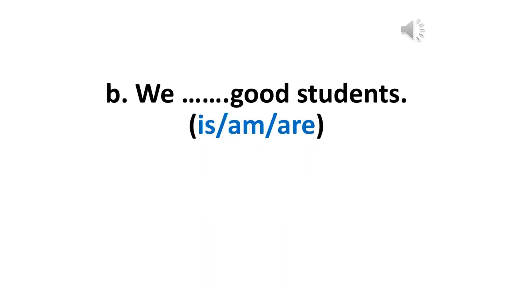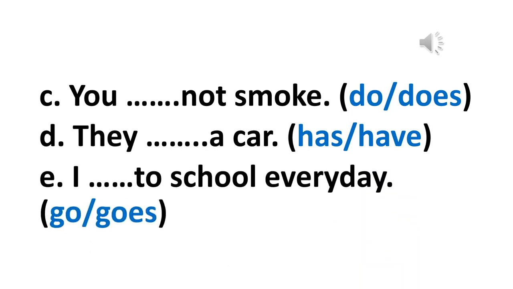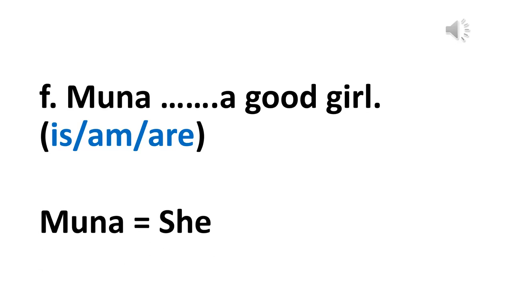Likewise, look at number B. The subject is we, and the verbs are is, am, are. Keeping in mind which verb comes with the subject we, you have to sing the song of is, am, are. Number C, D, E are easy for you. Number F can be a bit confusing, because the subject is Muna. But don't worry, you have to remember, what do we call Muna when we don't call her by name? We call her she. Muna is she for us. So, sing the song of has and have, keeping in mind the subject is she.